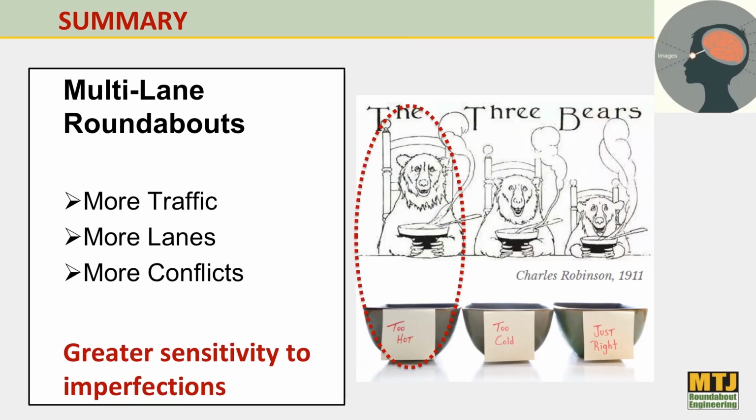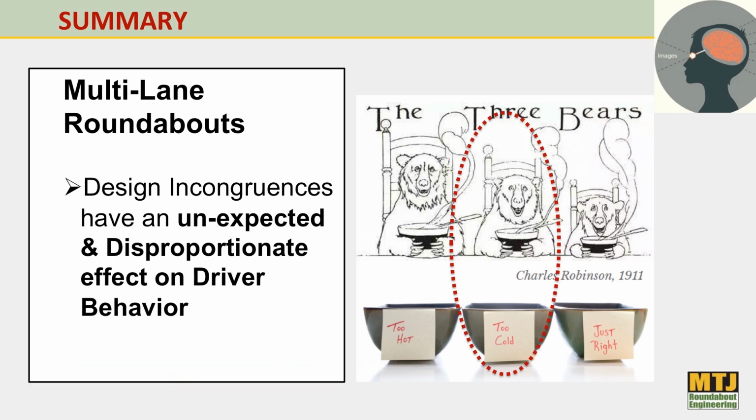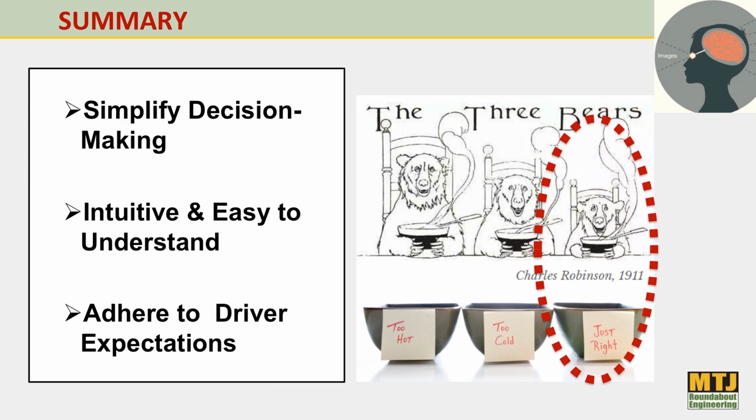There's greater sensitivity to imperfections. Like the 3 bears, you don't want it too hot, you don't want it too cold. Small design incongruencies can have an unexpected and disproportionate effect on driver behavior. It's hard to believe that a little sign might affect people that way. So we want to simplify the decision-making, make it intuitive, easy to understand, adhere to drivers' expectations, and get it just right, just like Baby Bear.